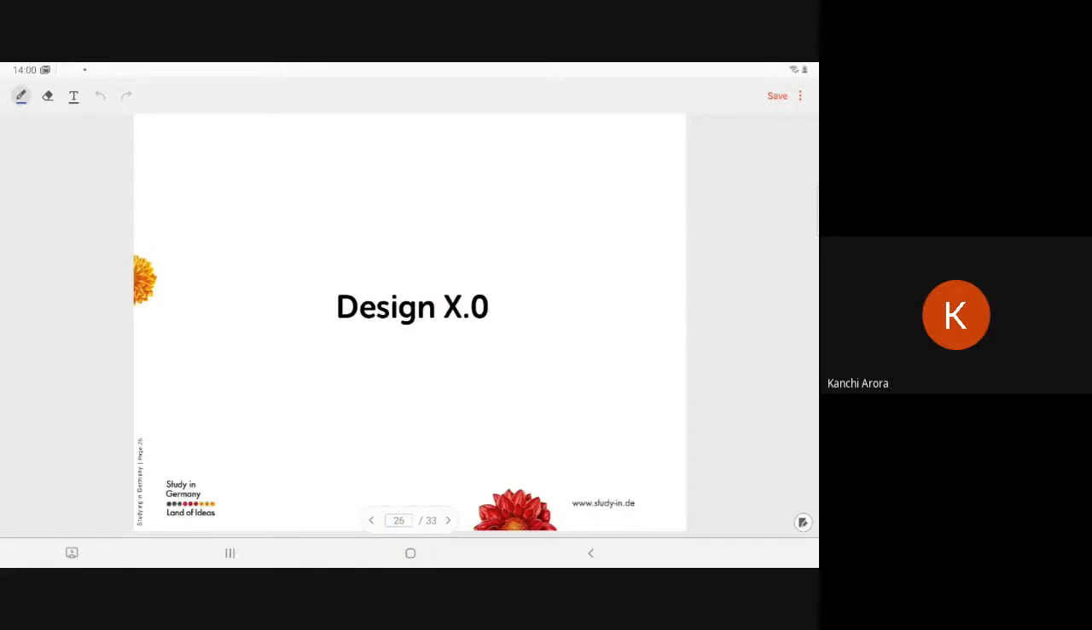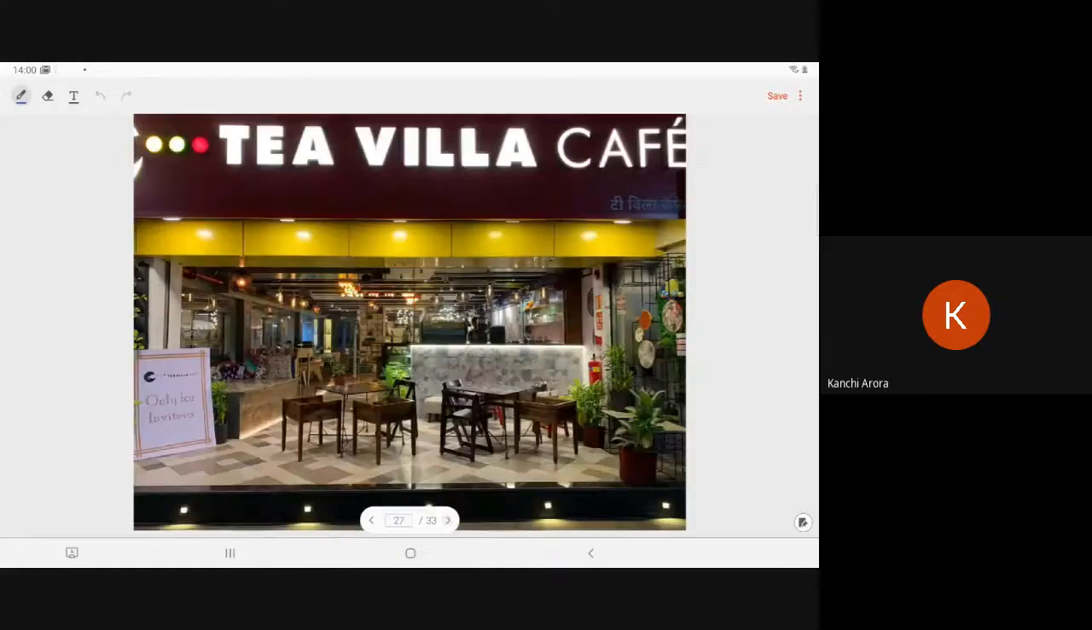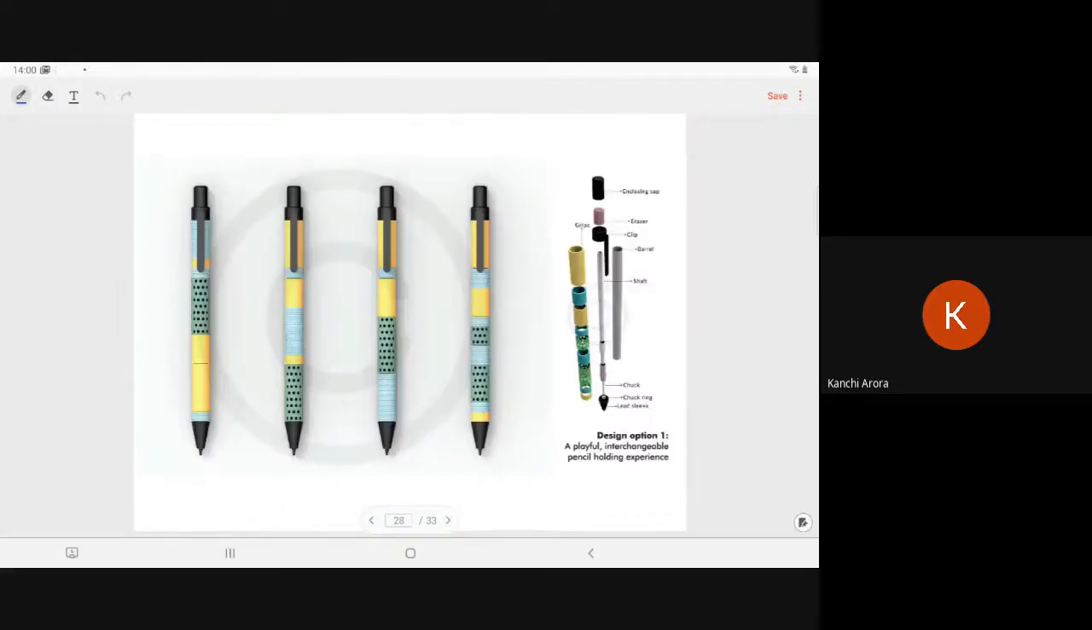Design X.0 is what I currently do. So I have my feet in different places. I am a partner at a studio which does a lot of interior and architecture projects. This is one of my designs, which I completed a year before the lockdown. And it used to sit in Mumbai. I think now they've shut it down because of the lockdown.